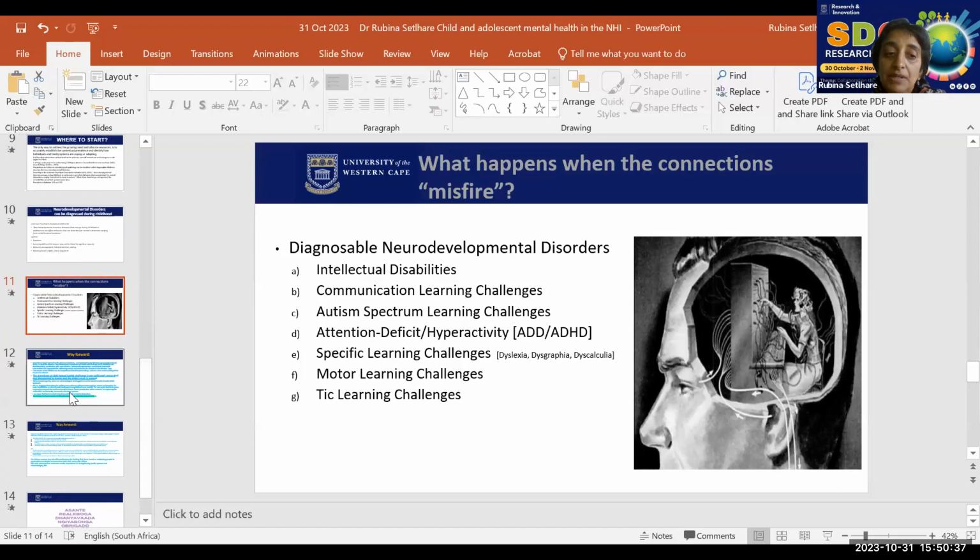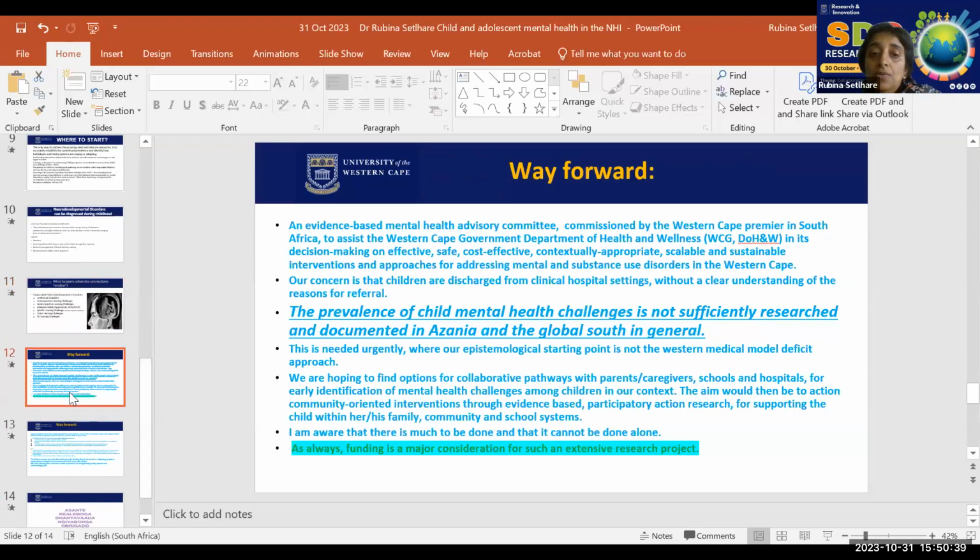So the problem is tools and people who are sufficiently competent within our under-resourced context to be able to actually identify these challenges. So the way forward, as I said, I belong to this evidence-based mental health advisory committee which is looking at ways to make decisions for effective, safe, cost-effective interventions for addressing the mental health and substance abuse disorders in the Western Cape.